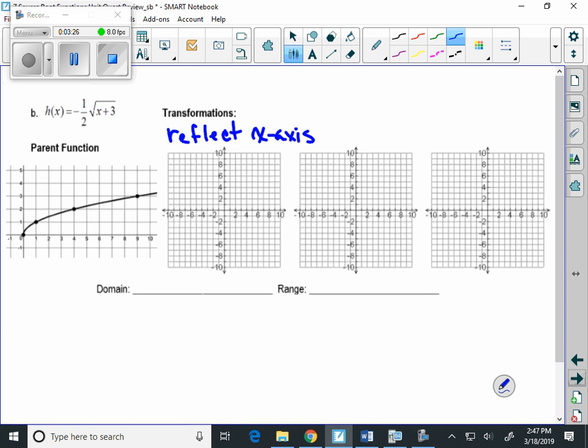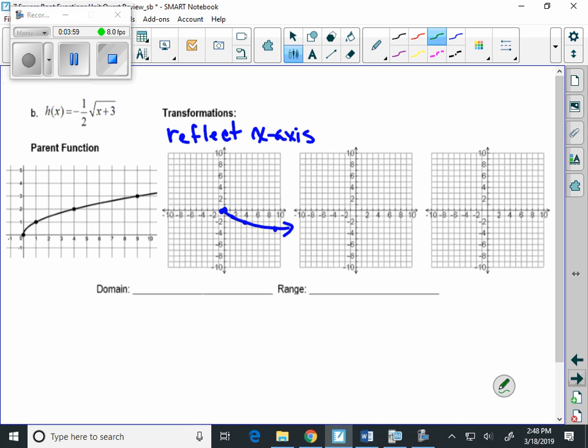So when we draw this, our points there, we've got them to the left to look at from the parent function, but 0, 0 is going to stay 0, 0. And as we reflect over the x-axis, 1, 1 is going to become 1, negative 1. And 4, 2 is going to become 4, negative 2. And 9, 3 is going to become 9, negative 3. There is our reflection over the x-axis, and again, that's only the negative.